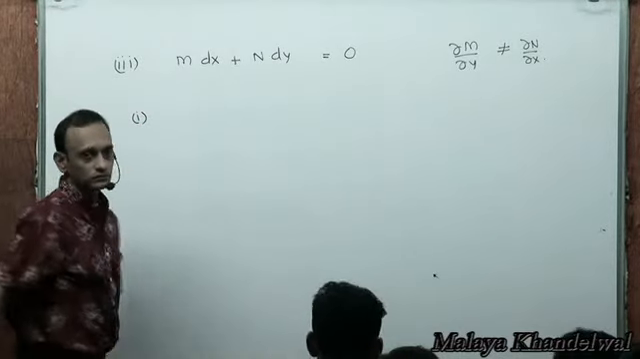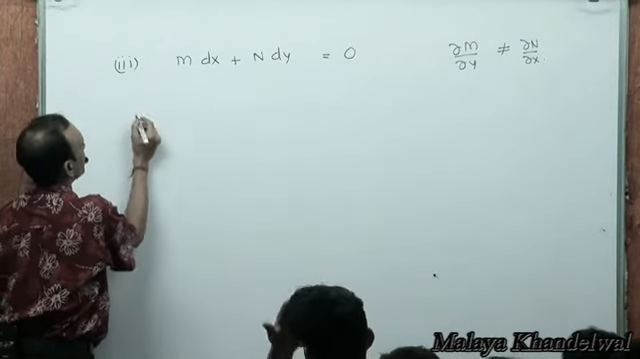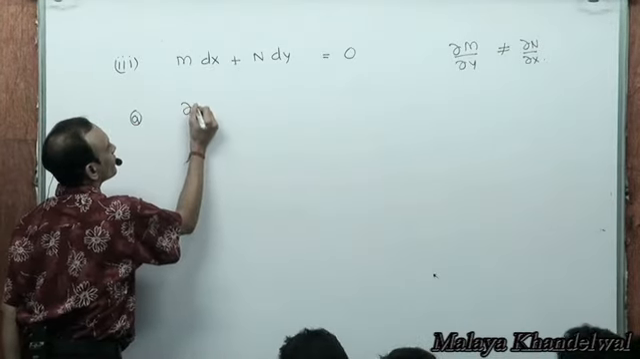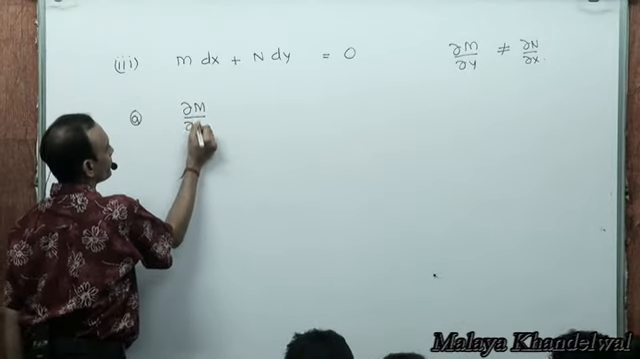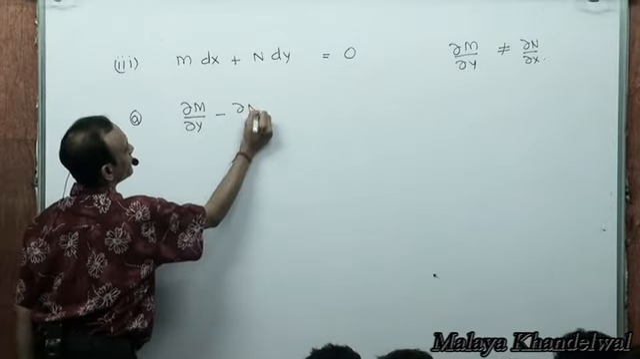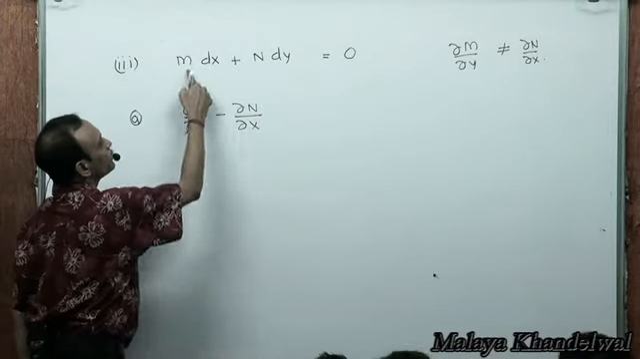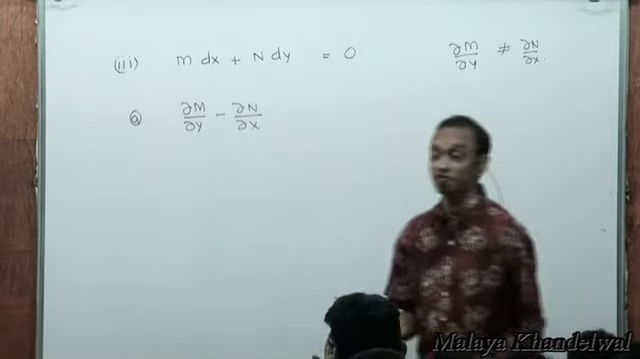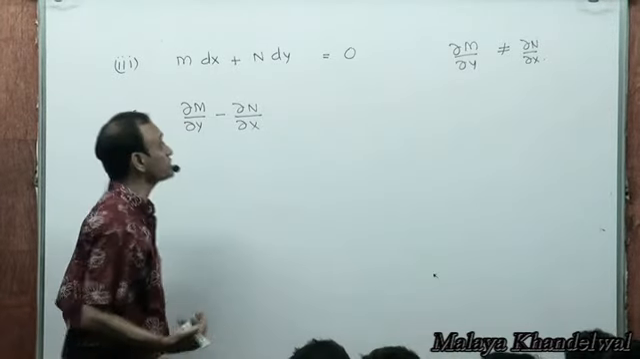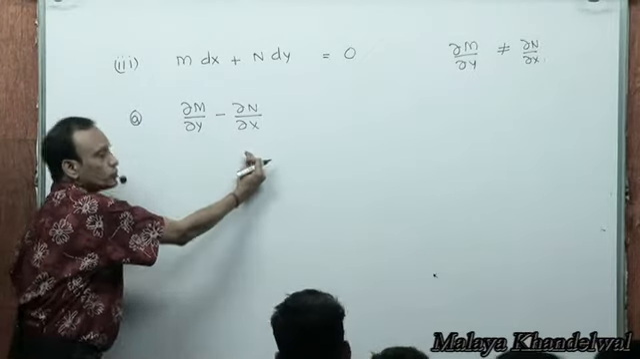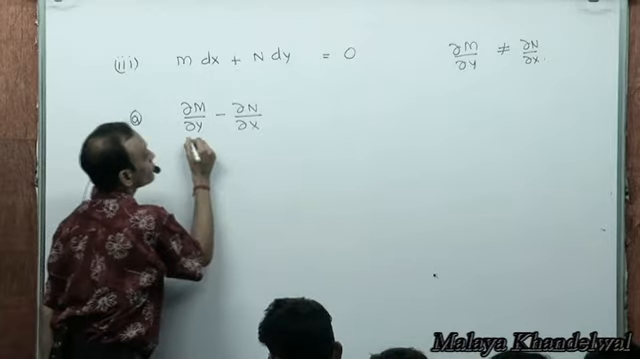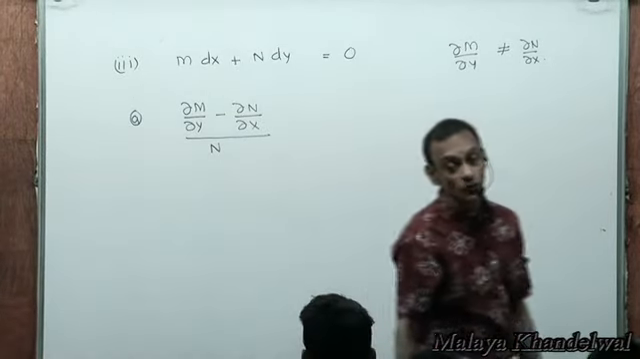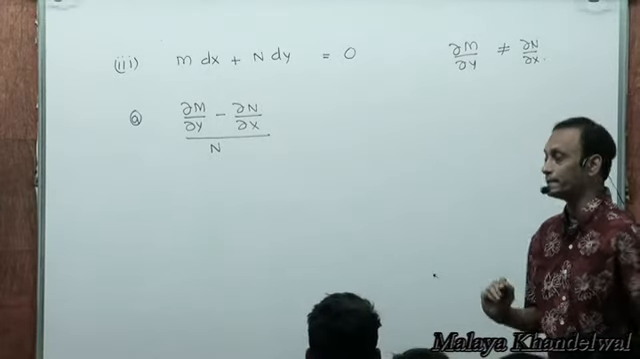Case 1, let me call it A. Obtain ∂M/∂y minus ∂N/∂x. This is no longer 0, because if it were 0, it would be an exact differential. So take ∂M/∂y minus ∂N/∂x, and you divide it by N.